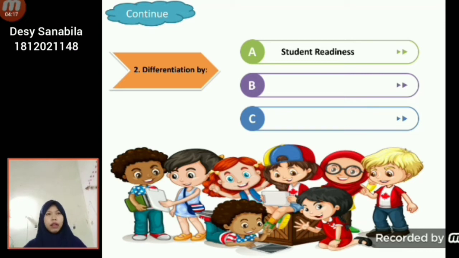Student readiness was defined as where the student was at in terms of an understanding or skill. Differentiating based on the level of readiness of students is needed by educators to assess prior knowledge and determine what students know and where students are. Next, interest. Interest refers to student likes and curiosities. It is related to a specific topic or a general area.